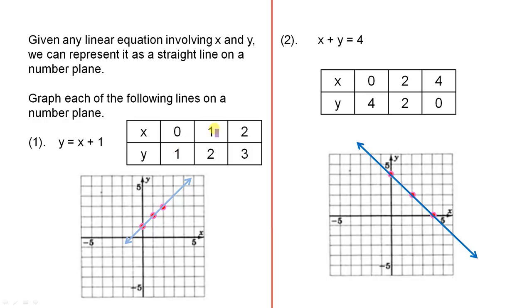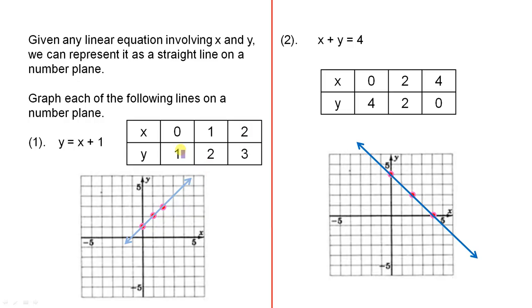When x is 1, y equals 1 plus 1, so y equals 2. There's your y value for the 2. And when x is 2, y equals 2 plus 1, which gives you 3, and there is the y value for 3. So we have 3 points: (0, 1), (1, 2), and (2, 3).